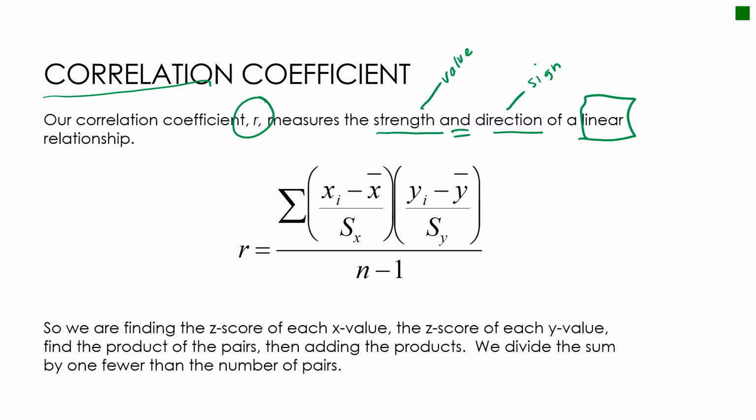So here's our formula. Essentially what we're doing is we're finding the z-score of each x value, the z-score of each y value, and then finding the product of those pairs and then adding them up and dividing by n minus 1. So let's take a look.